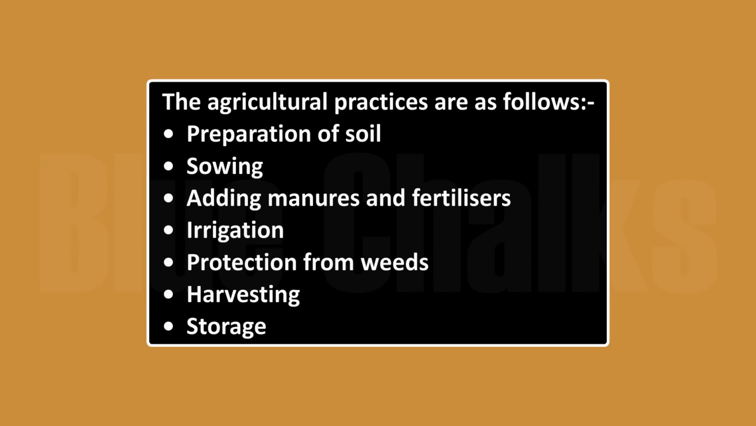Here we will discuss each agricultural practice one by one. We will also see the use of some agricultural equipments and how they help in attaining the agricultural practices. The preparation of soil is the first step for growing a crop.